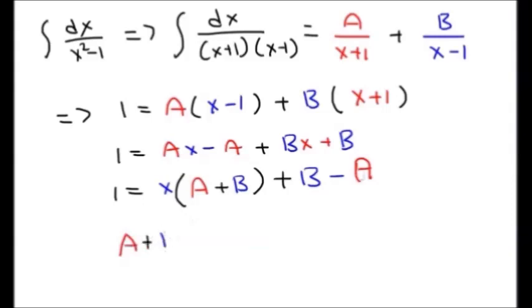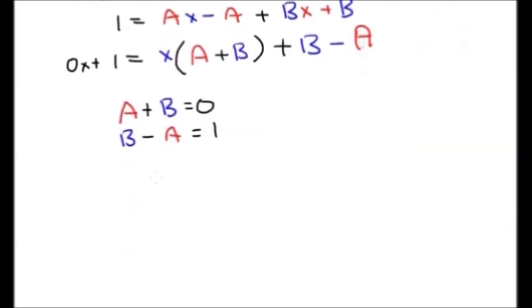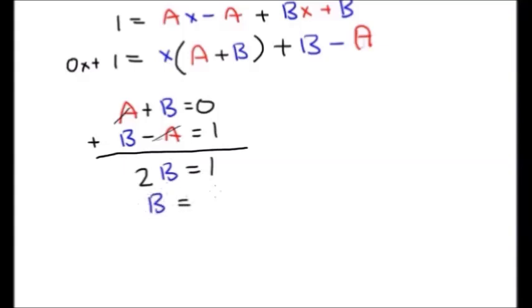We now can set a plus b as equal to 0, because on the left-hand side we have a 0x in front. We can then write b minus a as equal to 1. Now simplifying this, we can add the two terms together, which means we can cross out the a's, which leaves 2b as equal to 1, giving us b equals 1/2.